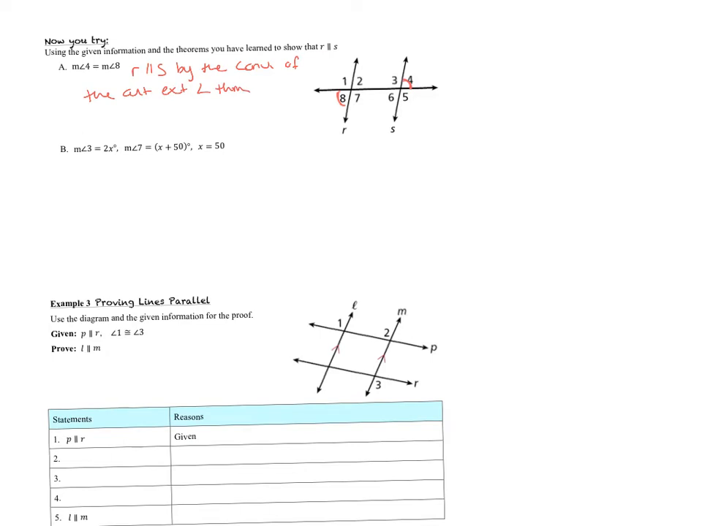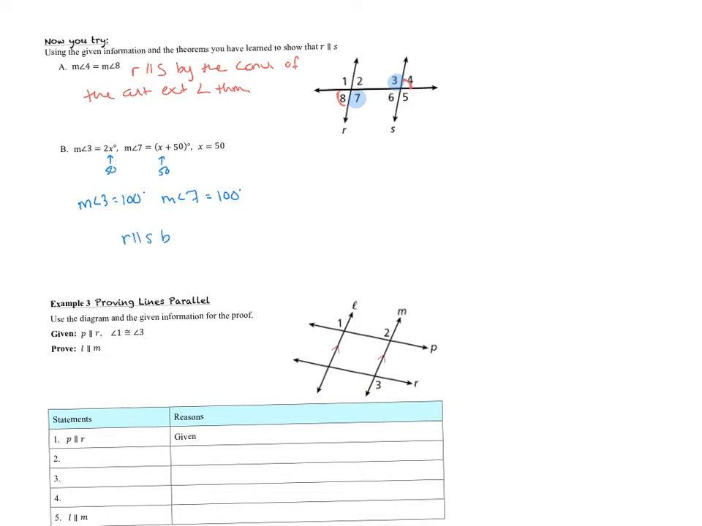Okay, the measure of angle 3 and the measure of angle 7. Those are supposed to be alternate interior angles. So they should be congruent if these lines are parallel. So let's see, we have x is 50. So I'm plugging 50 into both of these x spots. Well, 2 times 50 is 100, so the measure of angle 3 is 100 degrees. And the measure of angle 7, that's 50 plus 50, which is 100 degrees. So therefore these angles are congruent.